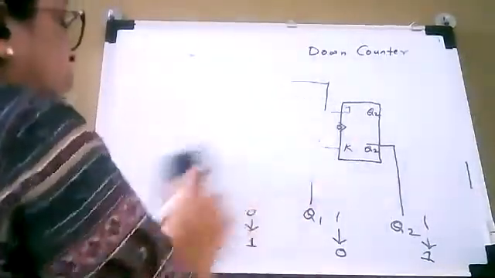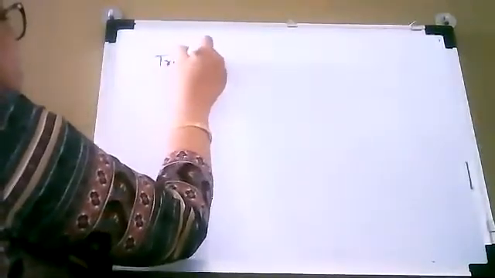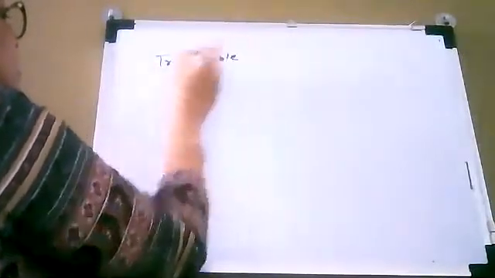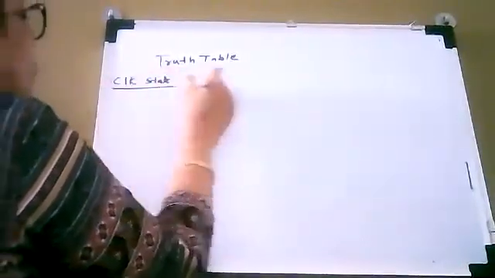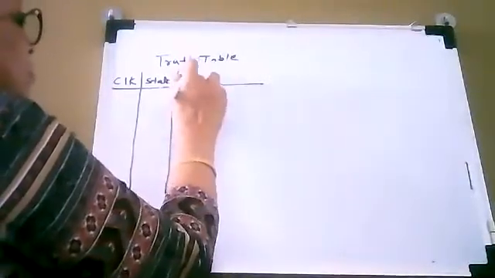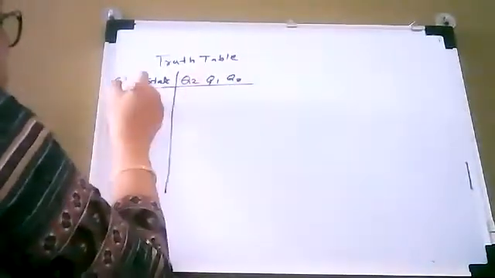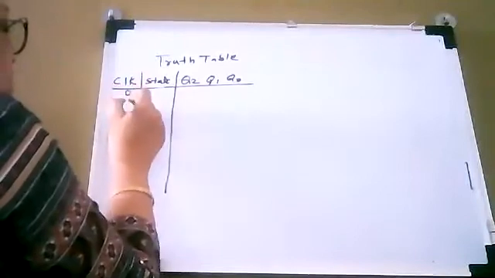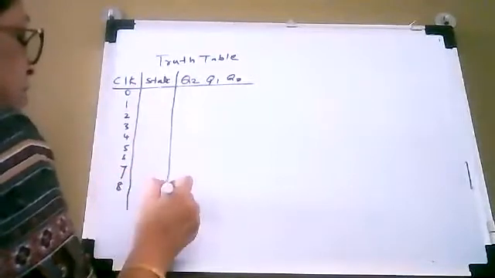So here now I am going to write the truth table. So let us write the truth table. So clock, state and output. Q2, Q1 and Q0. Okay. So 0, 1, 2, 3, 4, 5, 6, 7 and 8.